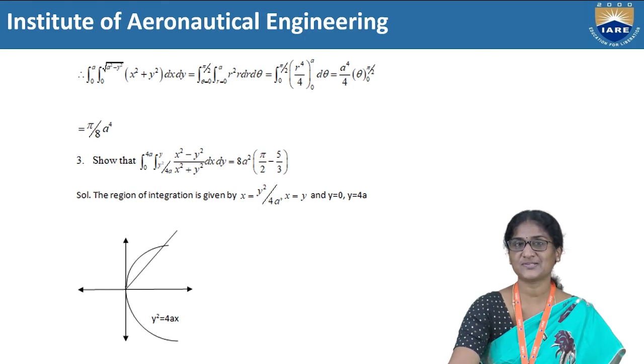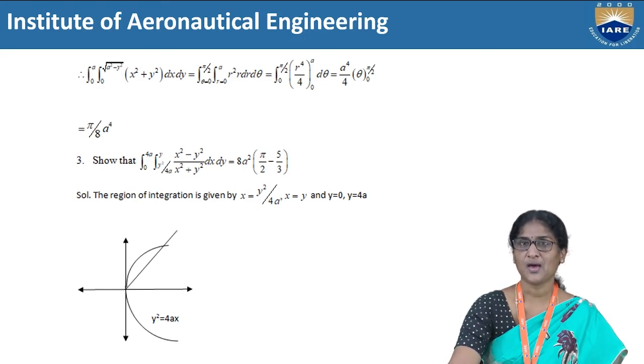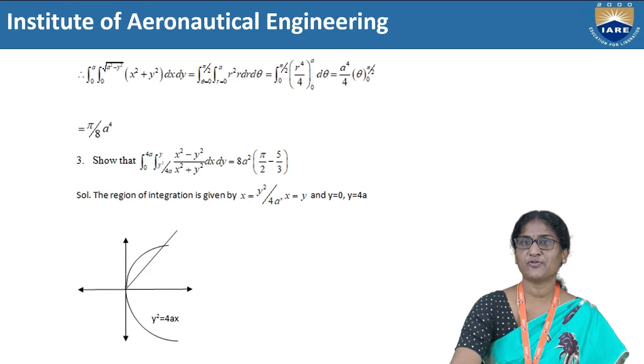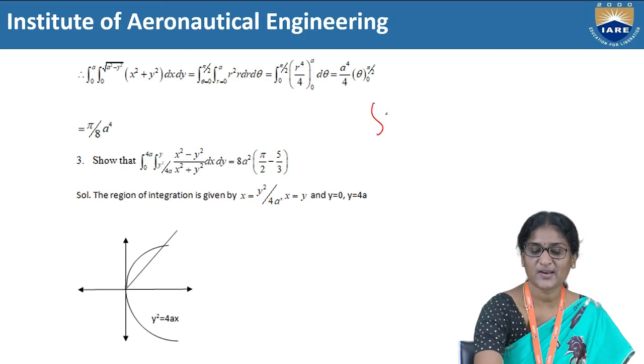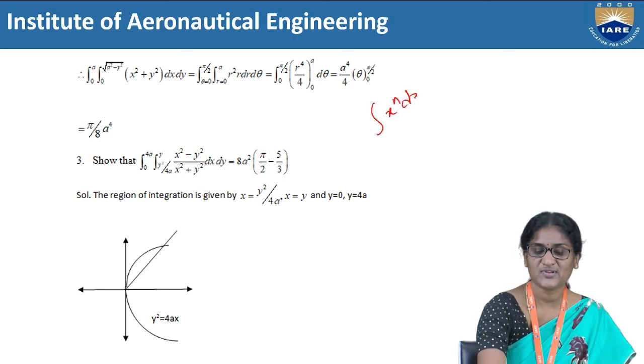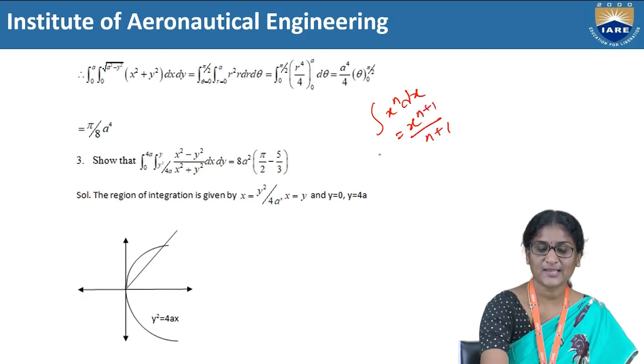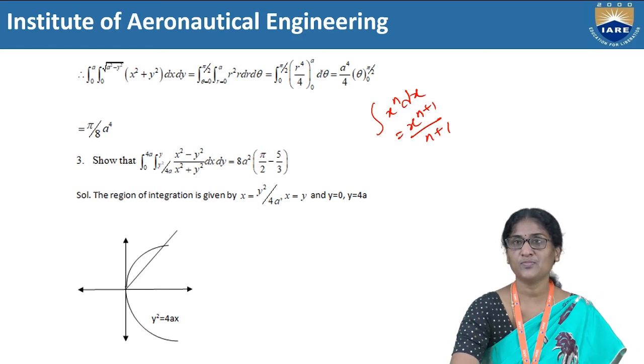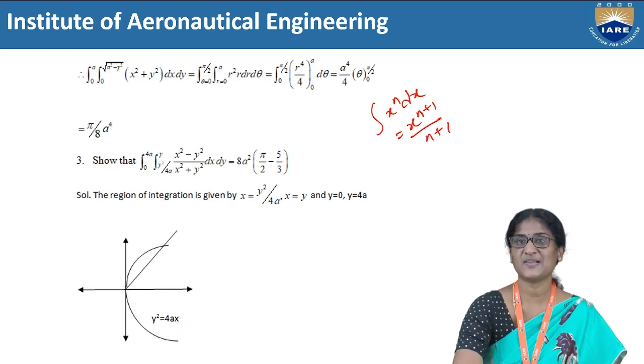Because I have replaced x square plus y square is equal to r square, and dx dy is equal to r into dr into d theta. So 0 to pi by 4, pi by 2, r to the power of 4, r into r cube. What is the integral of x to the power of n into dx? It will be equal to x to the power of n plus 1 by n plus 1. Like that, r cube gives r to the power 3 plus 1 by 3 plus 1, which is nothing but r to the power 4 by 4.